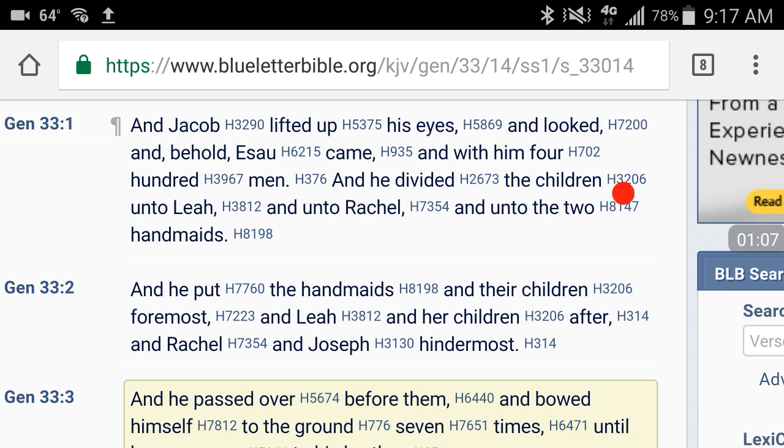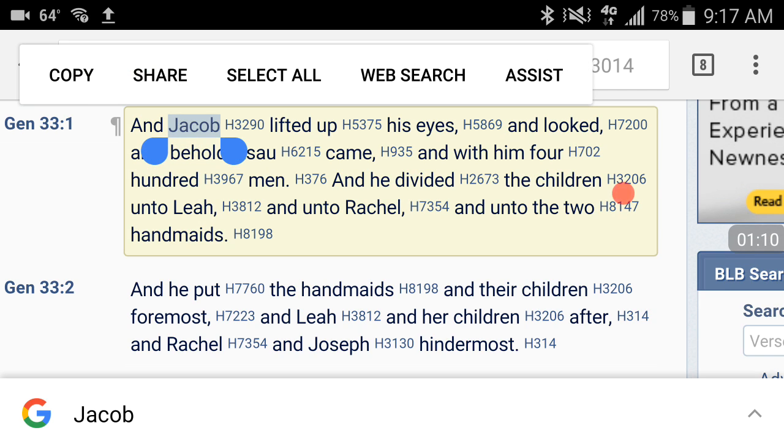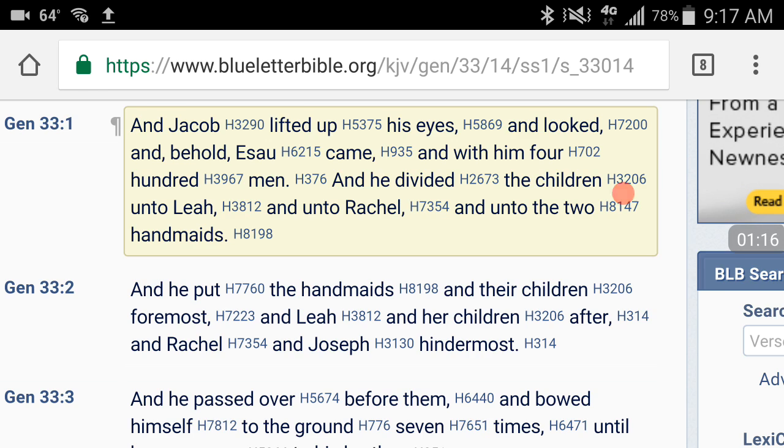Now, these little designations next to the words, I don't want to touch the designation itself, but right next to Jacob, that H3290, that designation is for the word Jacob. So anytime you see a designation after a word, it tells you the Strong's Concordance designation for that word. And if you click that, it'll show you all of the verses in the Bible where that word exists. So if I click that H3290, it'll show me all of the verses where the word Jacob is listed. Now our designation is for the word servant, and I'll point it out when we get there.